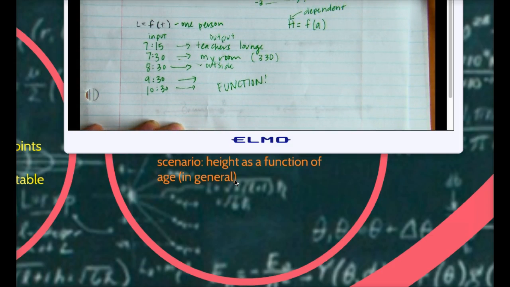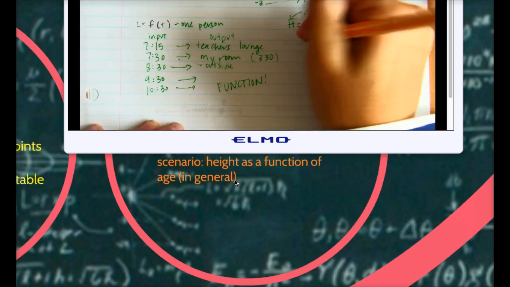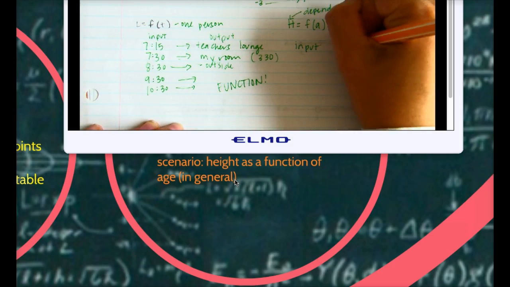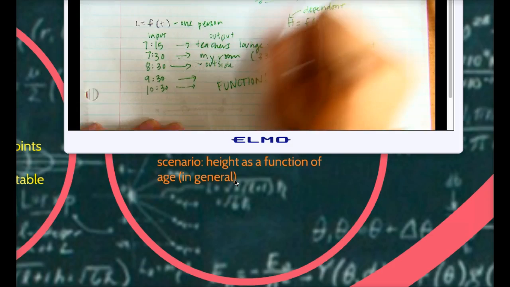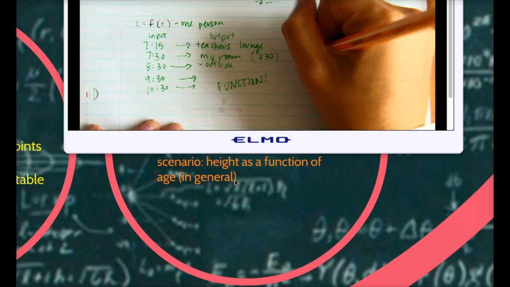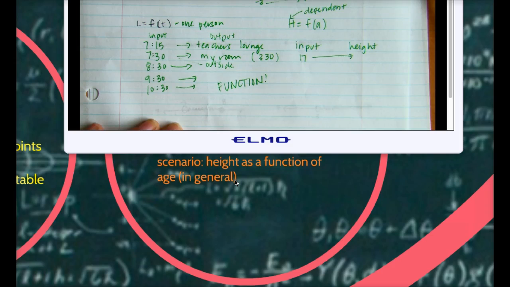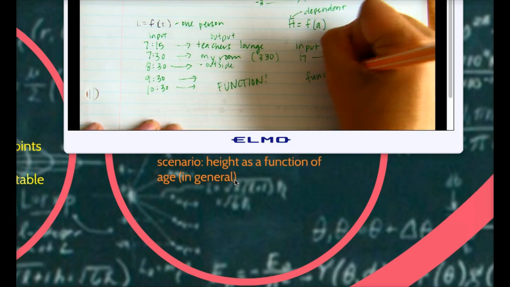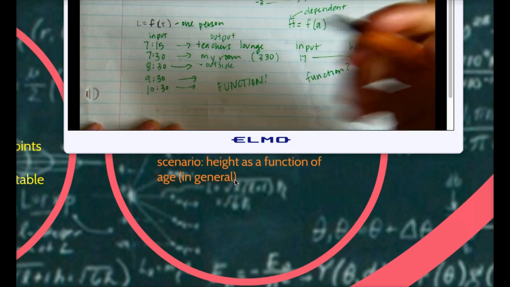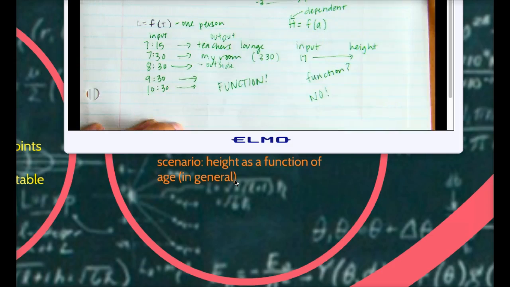So let's consider some examples. So my age is my input. The height is the output. So let's say that you are 17 years old. Consider what your height is. And now consider what the height of other 17-year-olds are. Is this a function? If you answered no, you are correct.